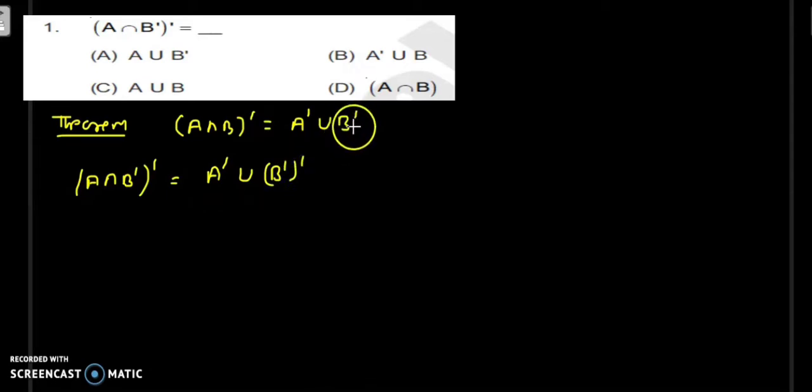According to the theorem, B dash will come, so here B dash whole dash. So it will give you A dash union B. Complement of complement, sorry, here B only will come. A dash union B. So in the options, when you check, A dash union B is option B, which is your answer.